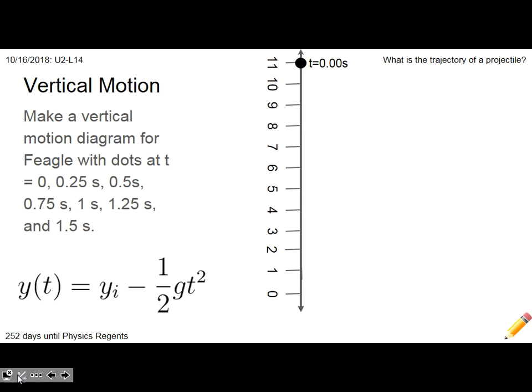And I'll give you one for free. At 1.5 seconds, it's at 0. So the last one, 1.5 seconds, it's at 0.